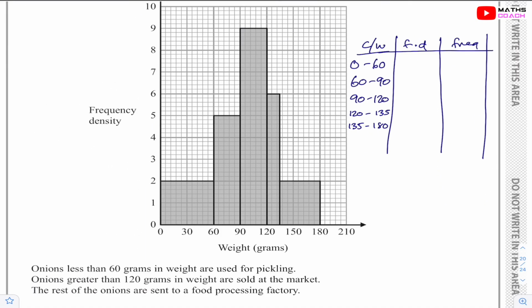Now what we will do is work out the frequency density of each one. So between 0 to 60, the frequency density here is 2. So we can write that here. Between 60 and 90, the frequency density is right there, which is 5. So we can add 5 right there. 90 to 120, the frequency density is 9. And from 120 to 135, it is 6. From 135 to 180, it is 2.